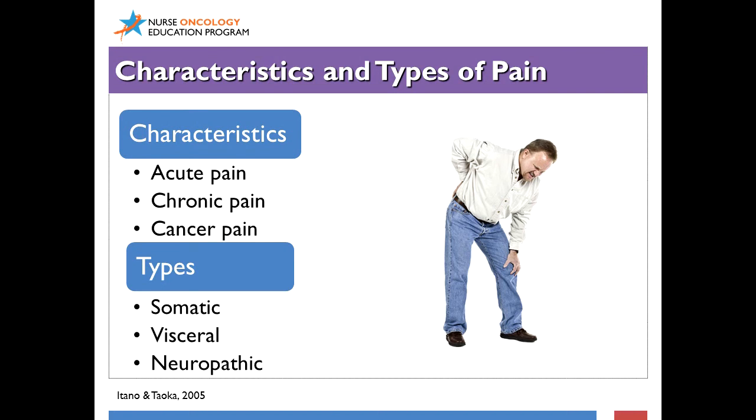There are different types of characteristics of pain. Acute pain usually lasts less than 6 months. The cause of the pain is often known, and objective pain behaviors are more frequently exhibited. Another characteristic is chronic pain, which usually lasts longer than 3 months. The etiology of the pain is often unknown. It often does not respond to multiple treatment regimens, and fatigue and depression are common with patients that have chronic pain.